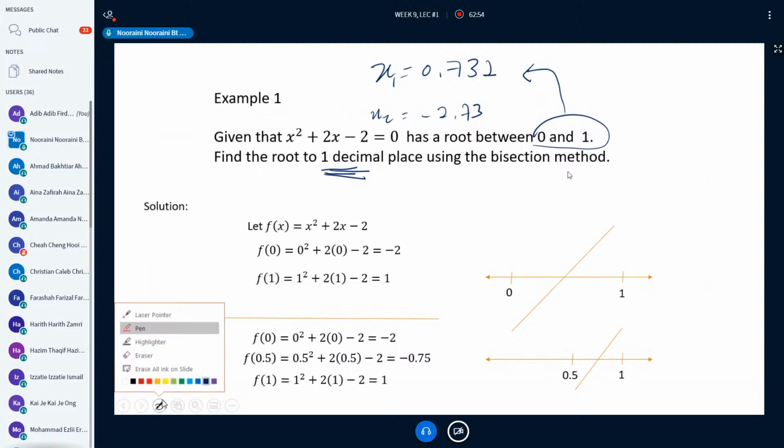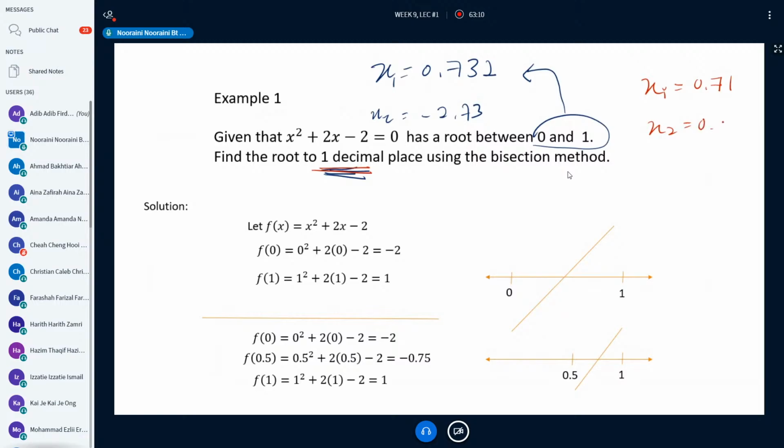And the condition given by the question here said it must be one decimal place. Meaning when you iterate later, maybe the first iteration you get 0.71, your second iteration you get 0.73. Because they are now equal to one decimal, when you truncate the last number after the 7, you can stop. But if you get 0.6, for example, and then the second iteration you get 0.67, you still cannot stop, because this one when you truncate you get 0.6, and this one when you truncate you get 0.7. So they are different in one decimal place, so you still cannot stop. The condition said must be one decimal place, so they must be equal after you truncate the second decimal place.